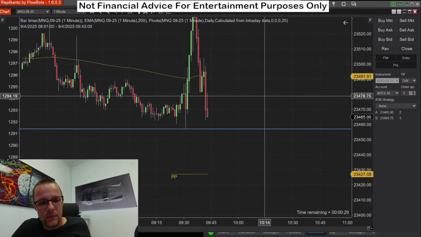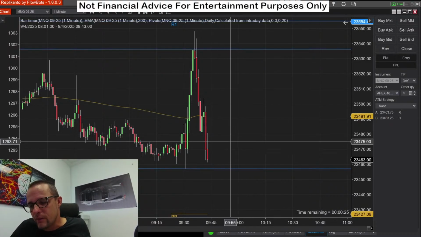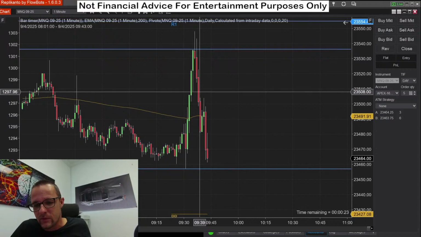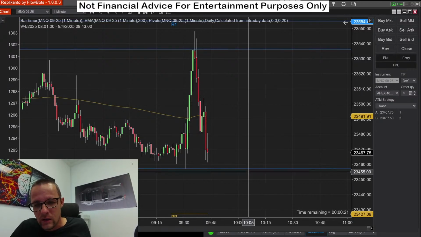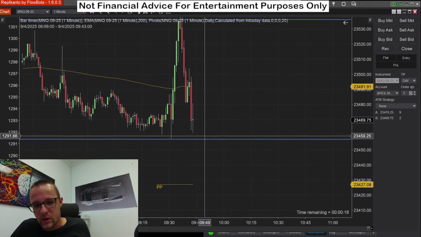But the idea is, every time we push into this range, this first 5 minutes, there was a lot of volume traded within the first 5 minutes of market open. So anytime we're in this range, there's a lot of volume traded at this area.